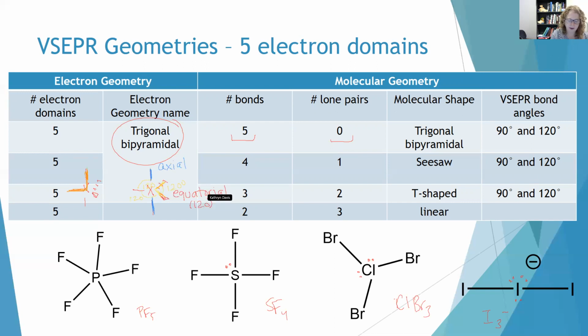But down the axial, you get 90. And again, the presence of lone pairs will squish those angles a little bit. So in SF4, we'll see in a little bit where the atom comes from. Is it going to come off of the equator, or is it going to come off the axial? So we'll get a look at that. But the remaining angles are going to squish a little.